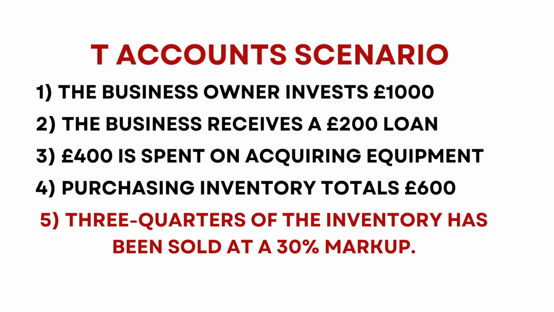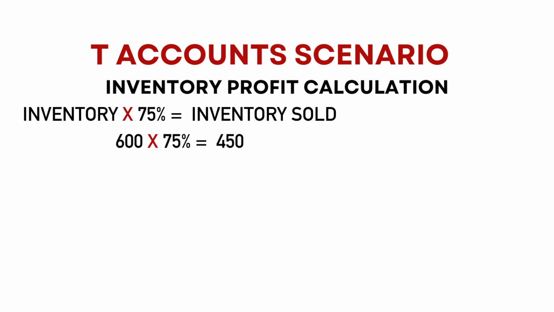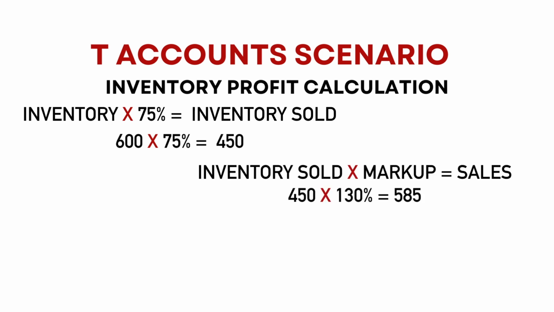Number 5, 3/4 of the inventory has been sold at a 30% markup. This question requires a few more additional steps. First, we need to work out the amount of inventory being sold. Number 4 states that we bought £600 worth of inventory. 3/4 can be written as 75%. So we would do £600 times 75%, giving us 450. The 450 has been sold at a markup of 30%. So what we would do is take the 450 and times it by 130%, giving us 585.